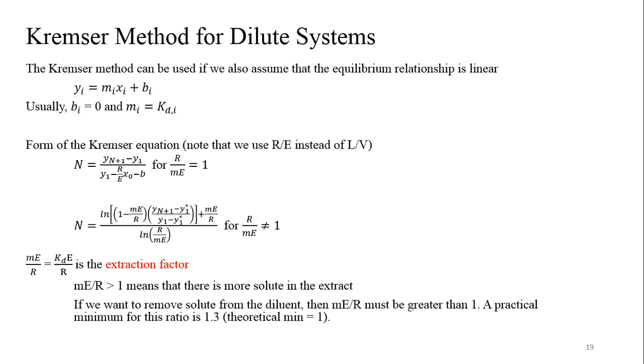And so, as we did with absorption and stripping, there were a variety of Kremser equations. We can do the same thing here, except again, now we're going to use R and E. We're going to call this combination of terms M times E over R, where that's the same thing as our distribution coefficient times E over R. That's called the extraction factor for us.